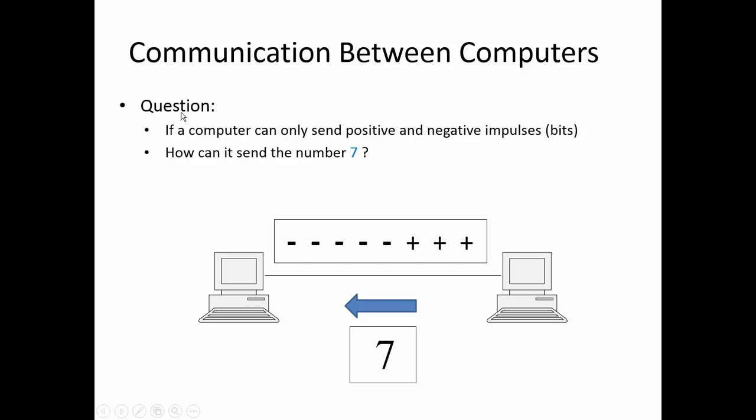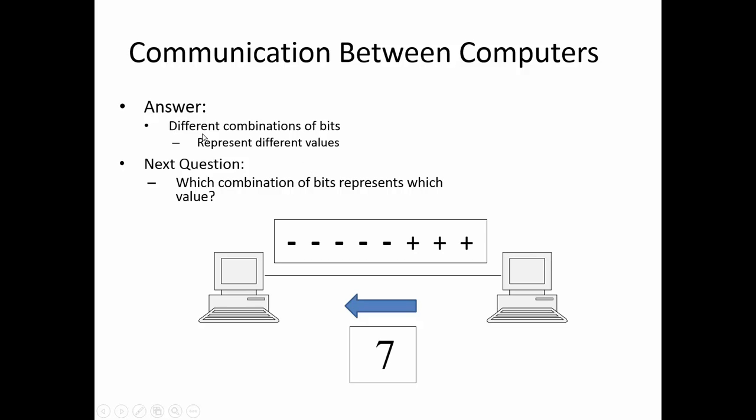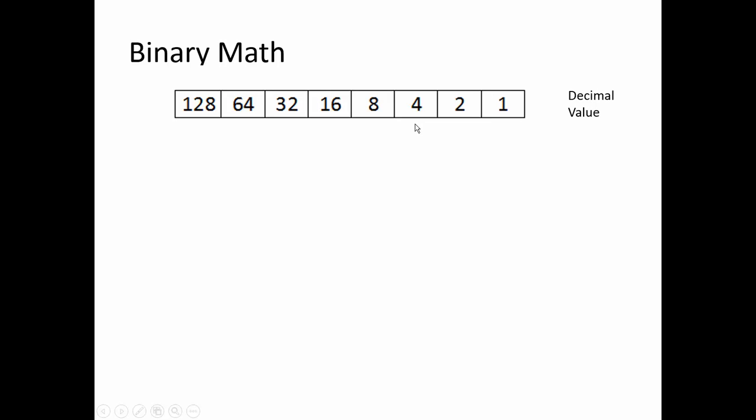So here's the question. If one computer can only send positive and negative impulses to another computer, then how can it send the number 7? And the answer is, different combinations of bits represent different values. Then the next question is, which combination of bits represents which value? In other words, how come 5 negative impulses and 3 positive impulses is equal to 7? And this takes us to binary math.